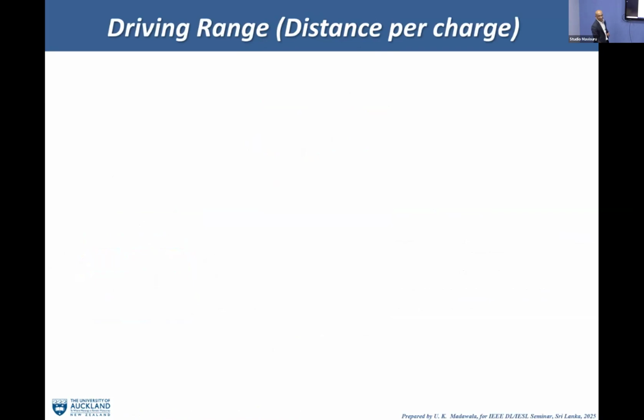The shift delay is very difficult for me to continue because it's a big delay. Let's continue. Okay, driving range, that is, distance to charge.